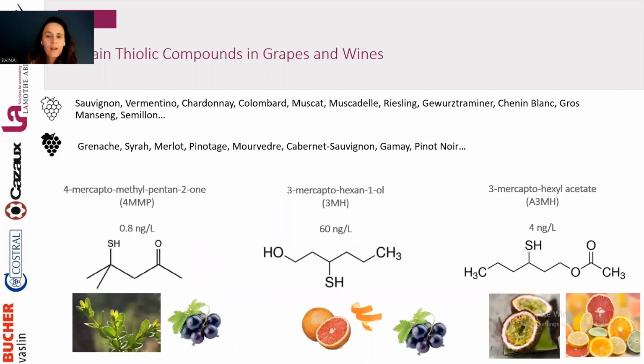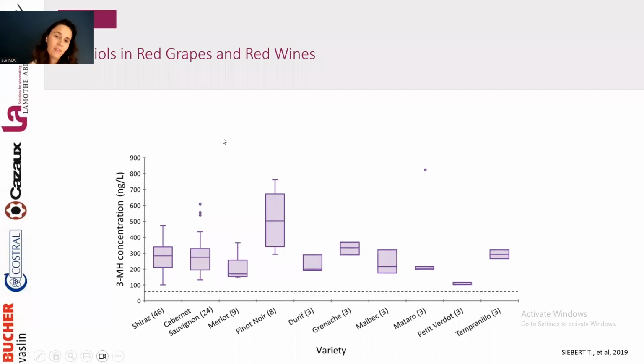Just to remind you, when we are looking at the 3-MH, the threshold is 60 nanogram per liter. And on the graph that you can see here, we are starting at 100. Okay, so we go very high. So it's highly perceived in terms of aroma in the wine.